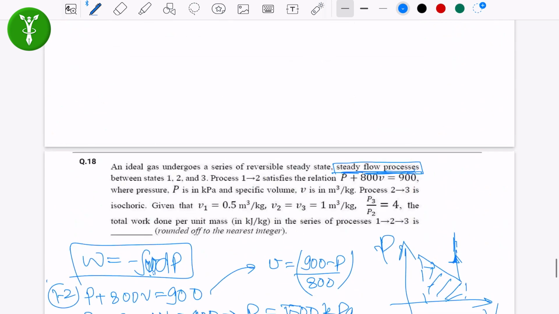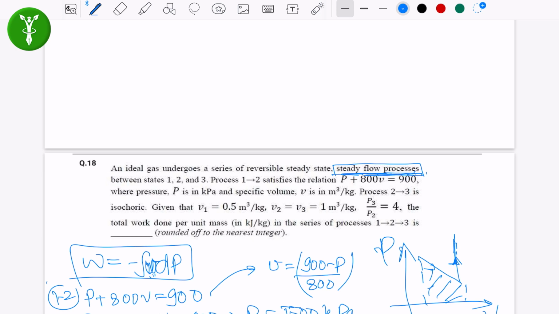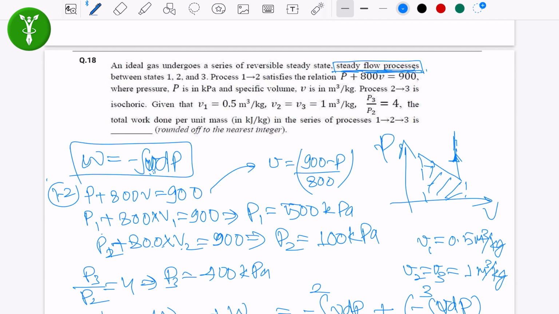So the only catch here is this steady flow process. So work done for a steady flow process is given by this relation.